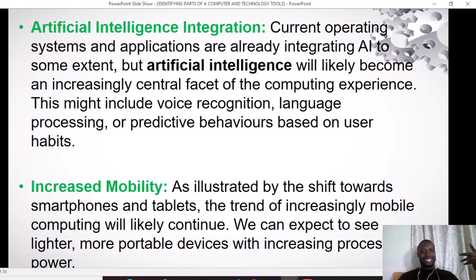As illustrated by the shift towards smartphones and tablets, the trend of increasingly mobile computing will likely continue. Right, so at first there was the telephone landline for communication.